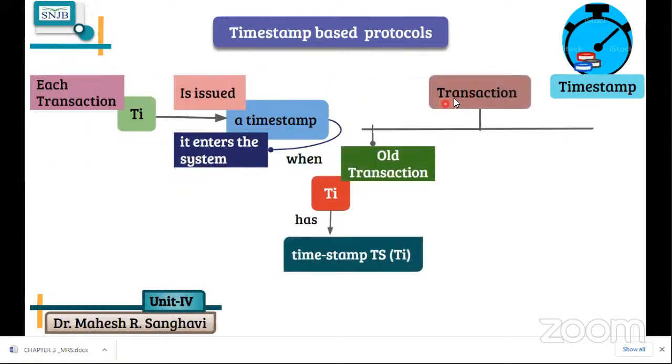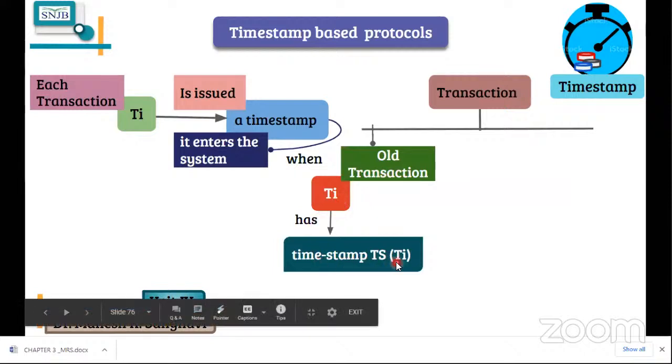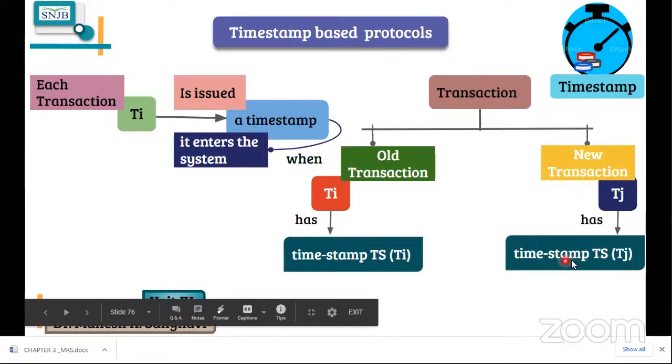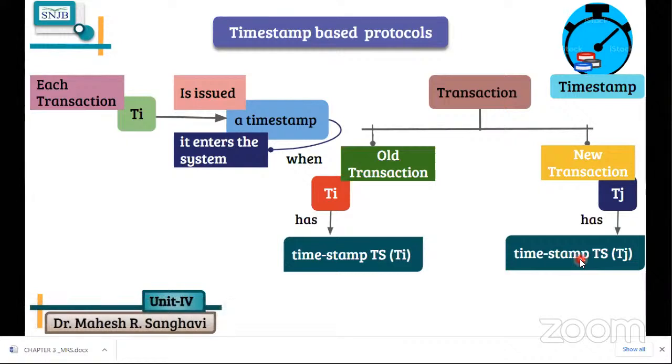Now you understand here, old transaction TI has timestamp TS of TI, and a new transaction will have the timestamp like this. Here you can understand that it will be based on how we can say that it is old or it is new. It is based on what time it is given.